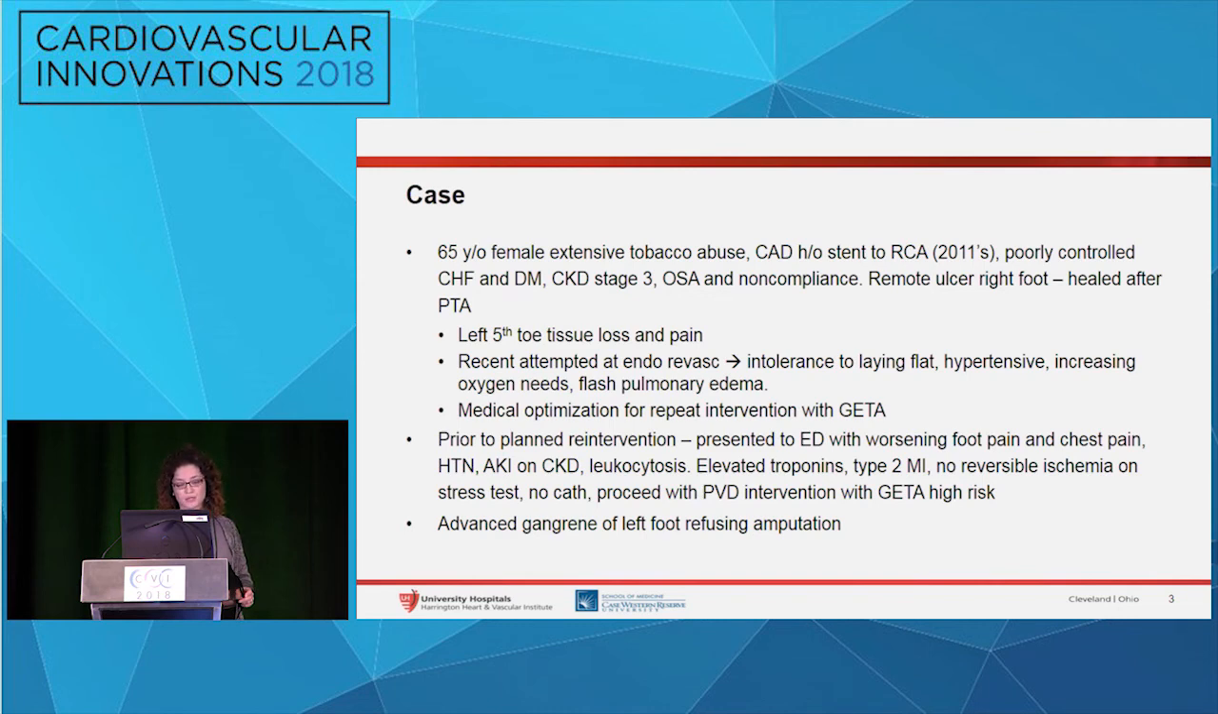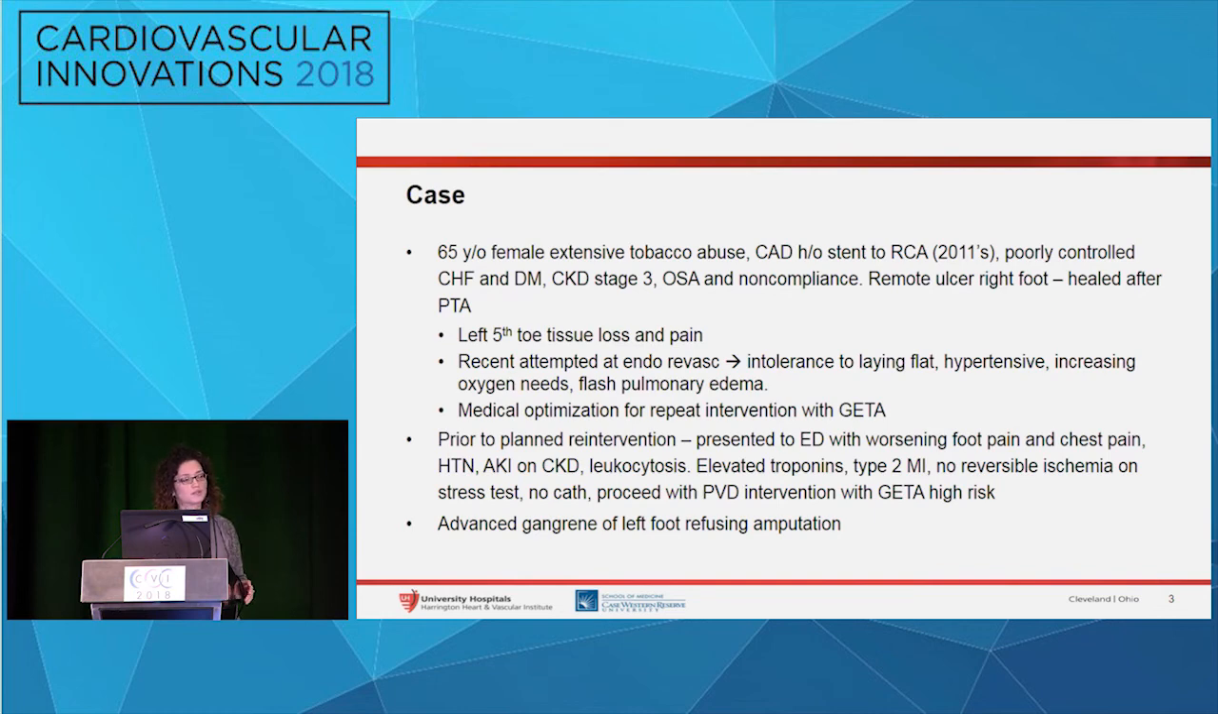These are tough patients, and anyone with spontaneous gangrene can progress pretty rapidly. Prior to seeing me, she had an attempted revascularization via an endo approach. This led to not a very good situation, actually aborting the case. She was unable to lie flat. She became very hypertensive and went into flash pulmonary edema requiring admission with diuresis.